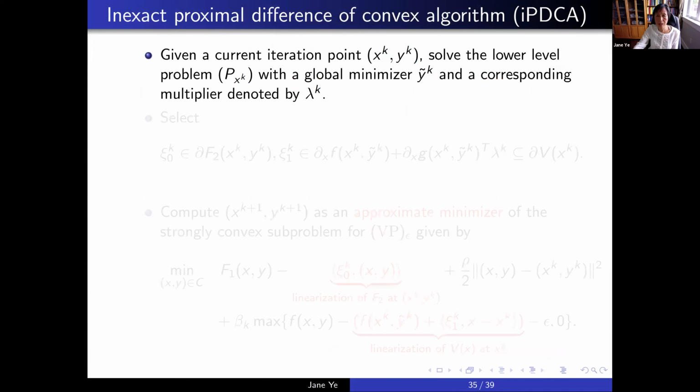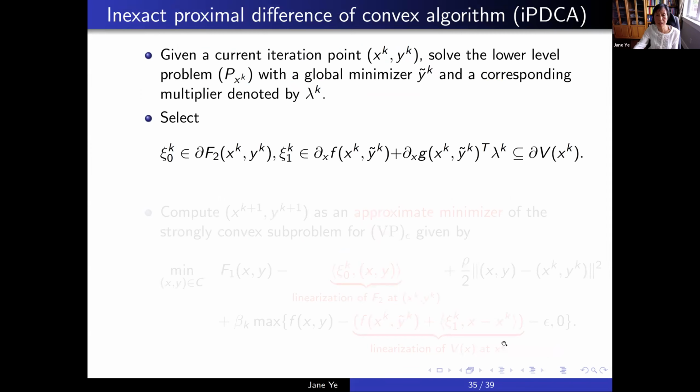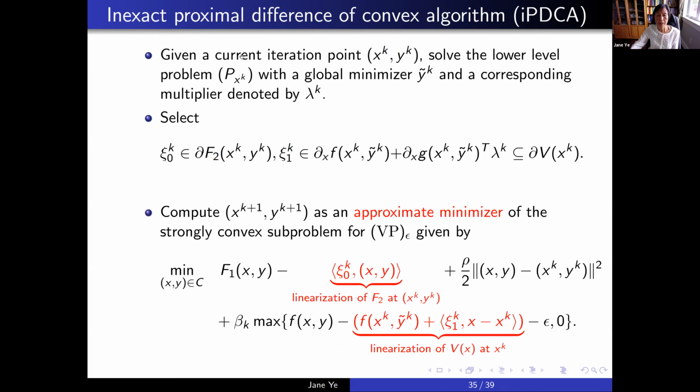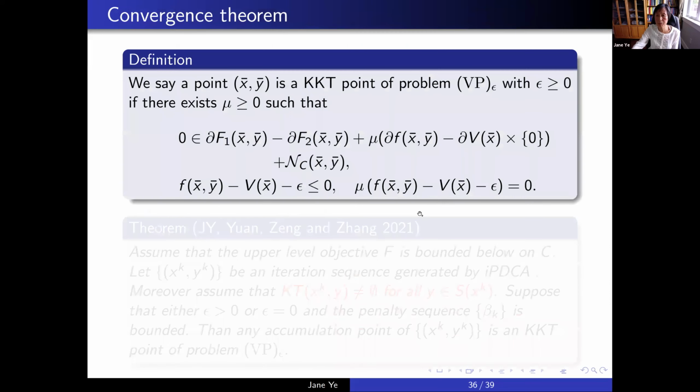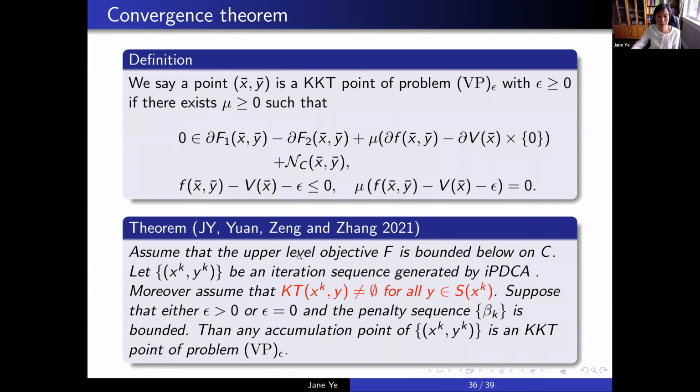Okay, so this is how it works: you take the current iteration point and solve the lower level. Since it is convex, you get a global minimizer, and you can also get the multiplier. Then you can select an element of the sub-differential and linearize the concave part. Everything is a convex program, so you can solve it. And then this is a convergence theorem. This is the KKT point, and this is the convergence theorem.